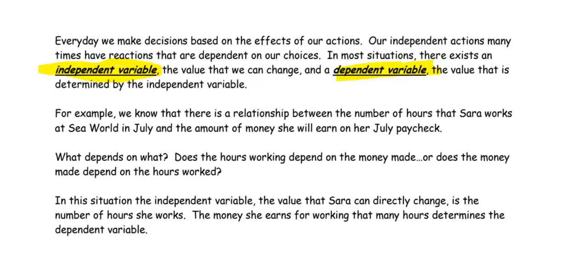If we look here, we've got a lady named Sarah. She works at SeaWorld. We're talking about the money she earns in July. What depends on what? We know that the pay depends on how many hours she works. So if we're trying to figure out what the independent variable is, the independent variable is the number of hours that she works. She can control that. And then based off of that independent variable, we have our dependent variable, which is the money that she earns. So the money she earns depends on the amount of hours she works. So the hours is the independent variable, the money is the dependent variable.